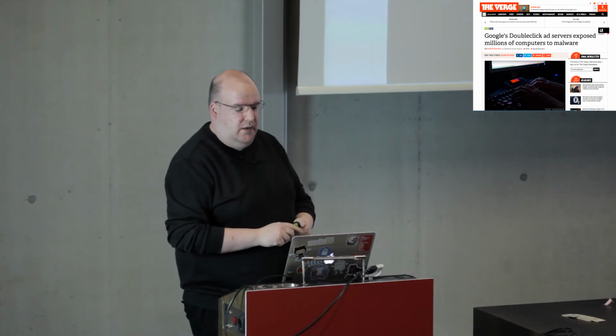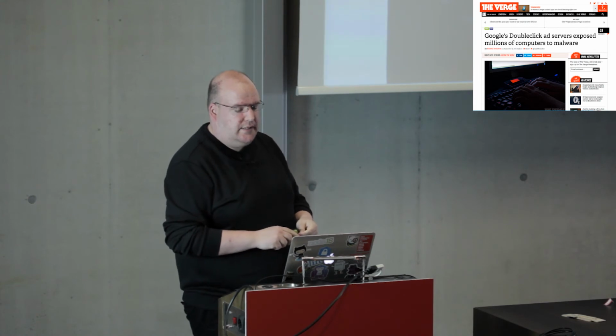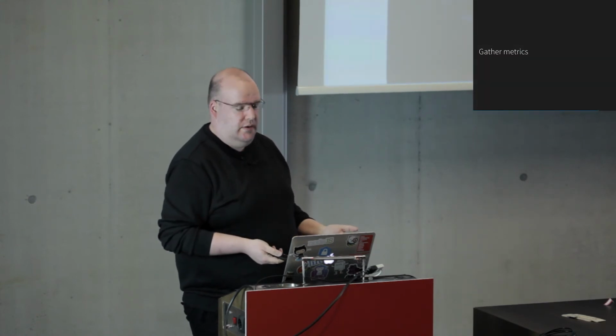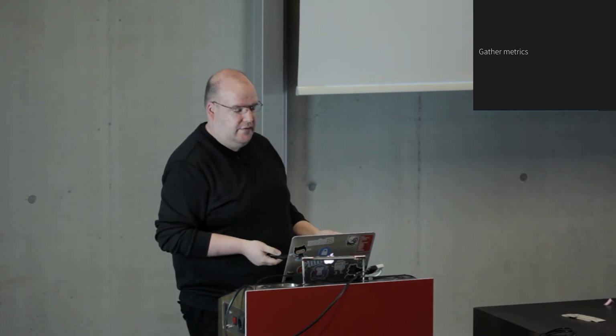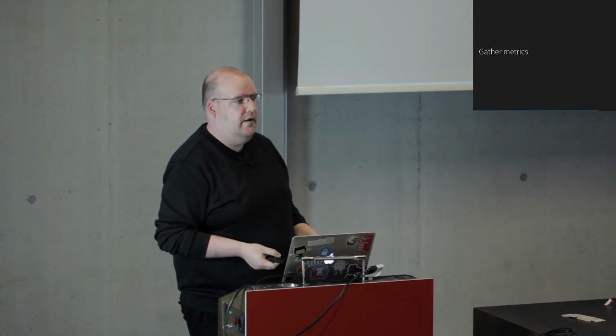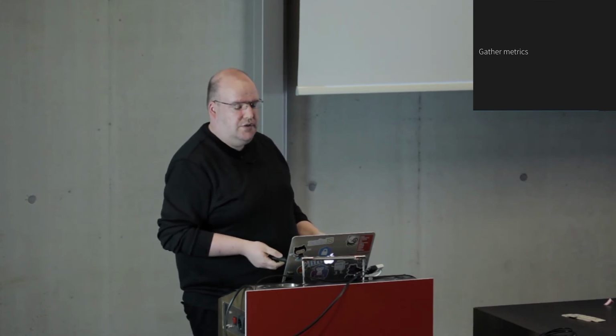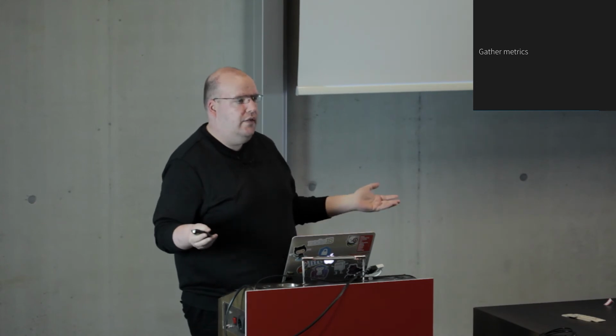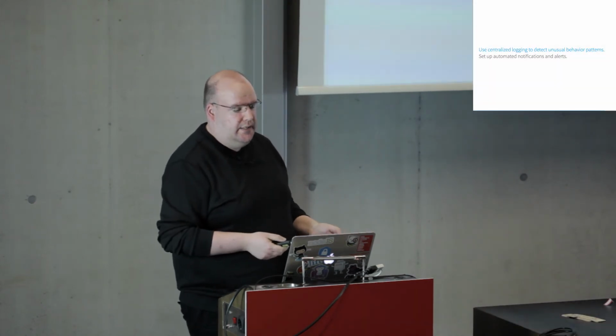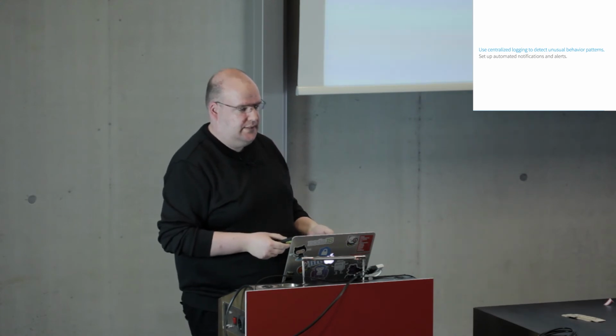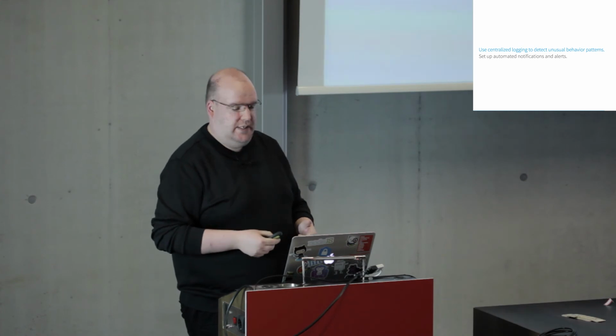So now we saw a lot of things to consider, and it's hard to keep an eye on them all the time. So the best thing you do is gather metrics to find out what's really going on in your application or on your website. And the best thing to do is use centralized logging where all the log files gather in one place, and you can use this to detect unusual behavior patterns, like login or password resets, file access attempts, or activities from other IP ranges. And you can set up automated notifications and alerts, so you're really quickly aware of what's going on if someone is trying to mess with your site.